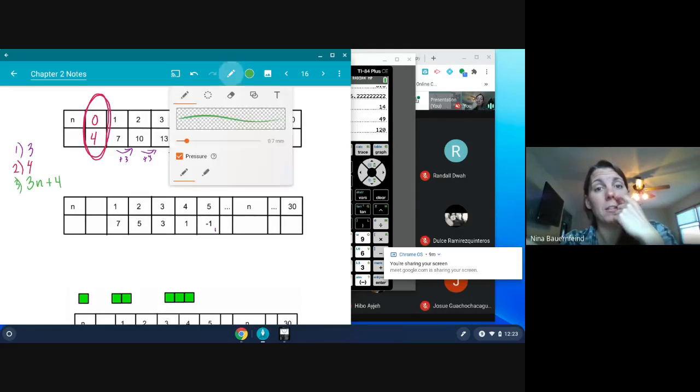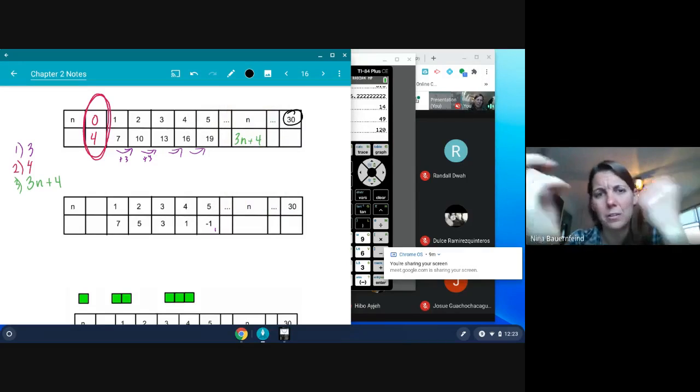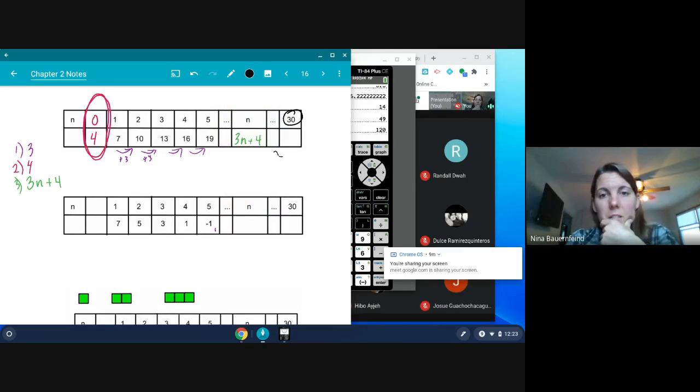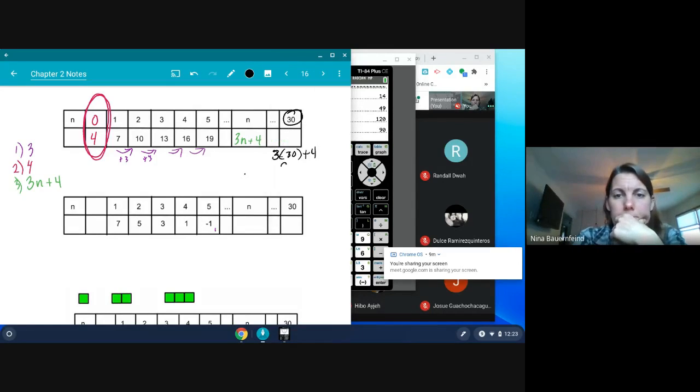And then we have to find the 30th term. It's just 30 every time. I don't know. I think I just copied the boxes to be lazy. So 3 times 30 plus 4. 3 times 30 is 90. Plus 4 is 94.